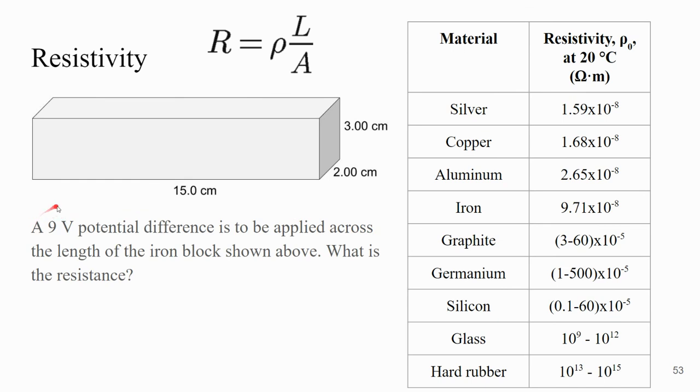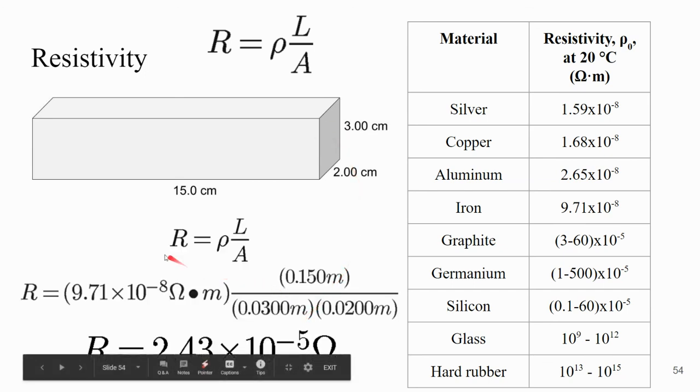So if we have a 9-volt potential difference and we're going to apply it across the length of this iron block as shown, what is the resistance? So the potential is going to be applied across the length. We're going to put plus 9 over here and 0 over here. That would be our 9-volt potential difference. So what is the resistance? You use your formula for resistance.